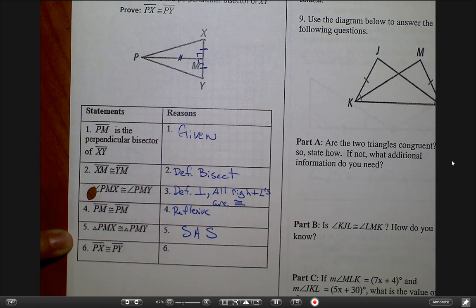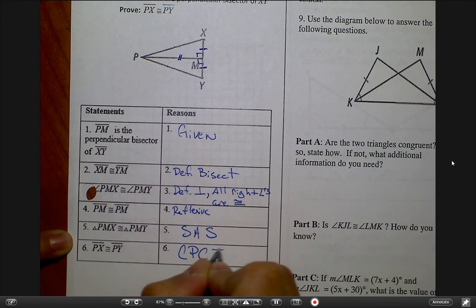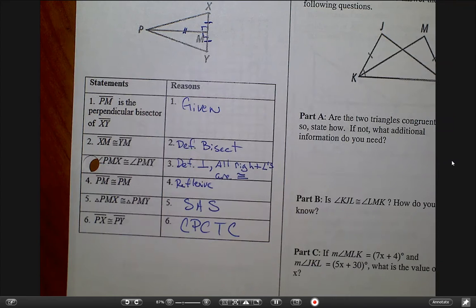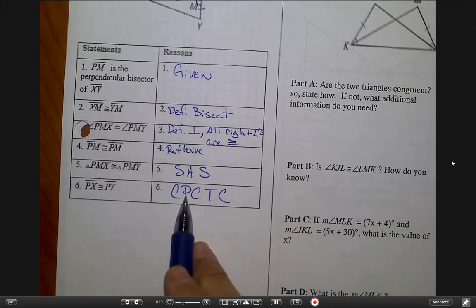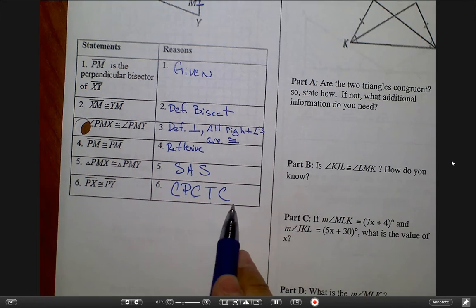And 6. Why is PX congruent to PY? You like that now, right? That's not a reason. Chocolate, peanut butter, cinnamon, toast, crunch. The reason, corresponding parts of congruent triangles are congruent.